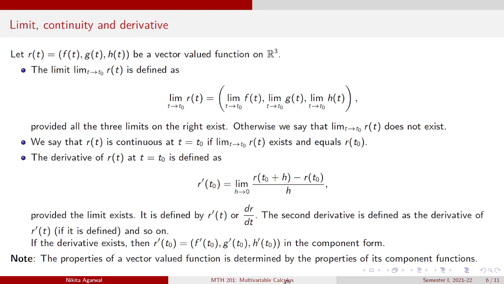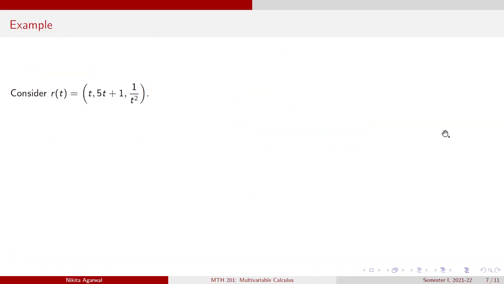So the properties of a vector valued function are determined by the properties of its component functions. Let us look at this example. Consider r(t) to be (t, 5t plus 1, 1 by t square). Now the third component does not have a limit when t goes to 0, right? So this limit does not exist, we know that. Therefore, r(t) cannot have a valid limit when t goes to 0, right?